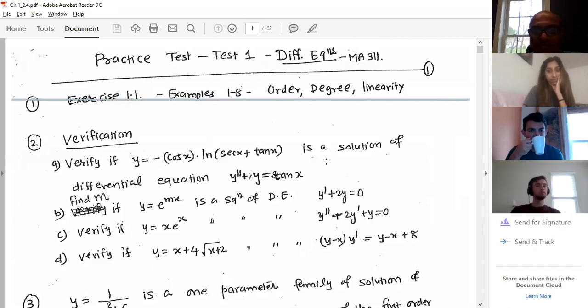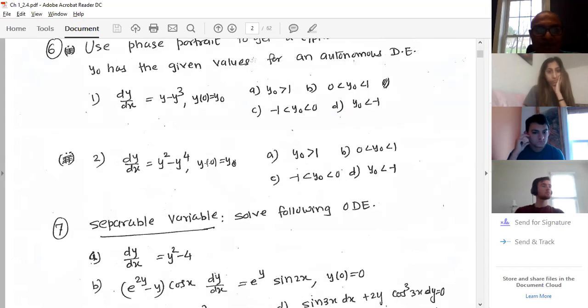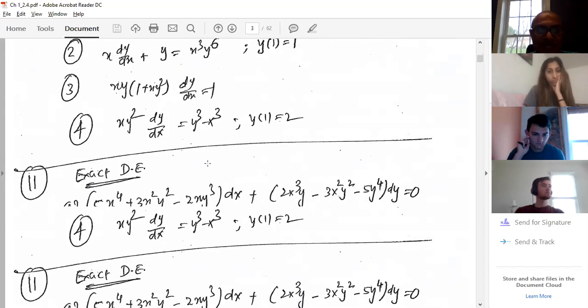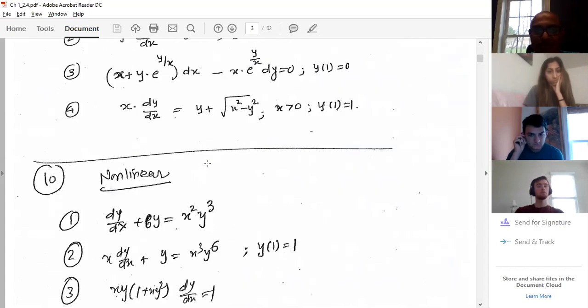This is the practice test assignment for your first exam. Homework assignment, you can say. This is a subset or subpart of your main assignment, but again, it is either one. Exercise 1.1, examples 1 to 8: order, degree, and linearity verification. Third example, fourth, fifth, 6, 7, 8, 9, 10, 11. These are the examples you need to go through.